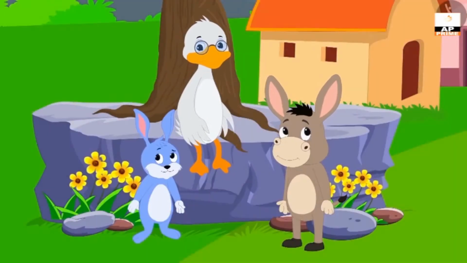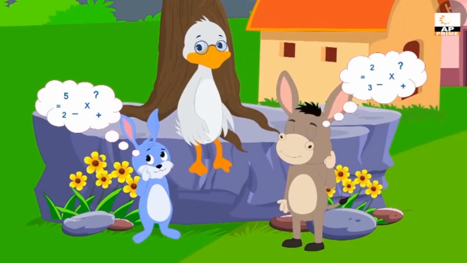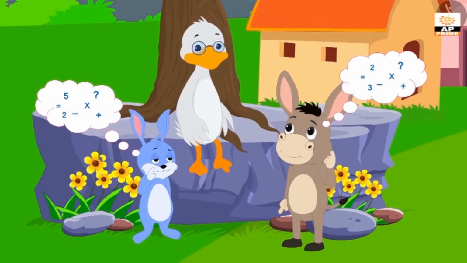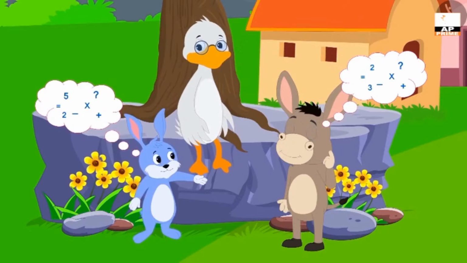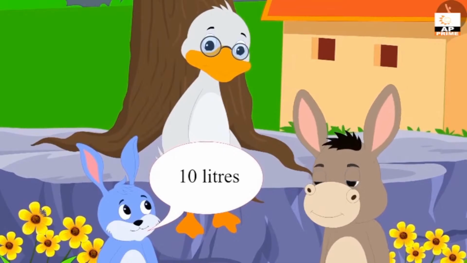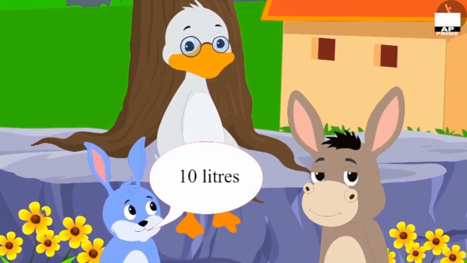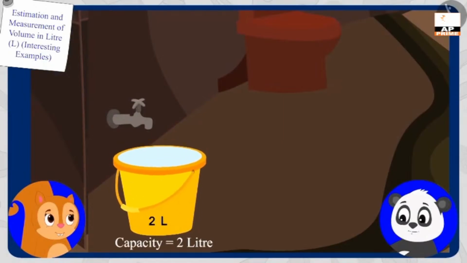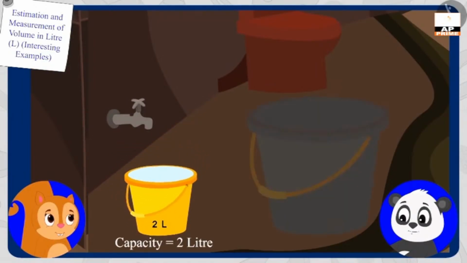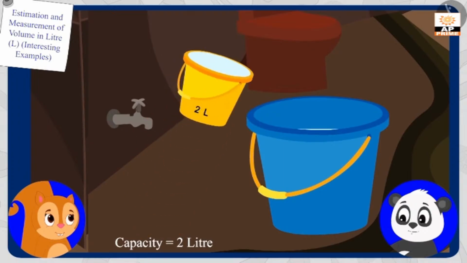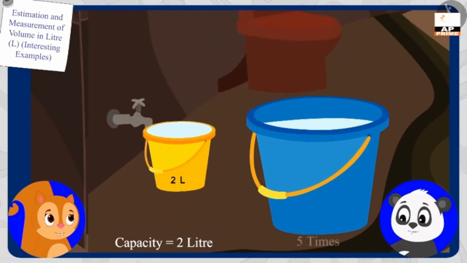Bunny and Bhola once again started doing math in their minds. This time, Bunny answered first. 10 liters. Children, is Bunny's answer correct? The capacity of Chanda's bucket is 2 liters. And to fill Golu's bucket completely, Chanda fills her bucket 5 times.